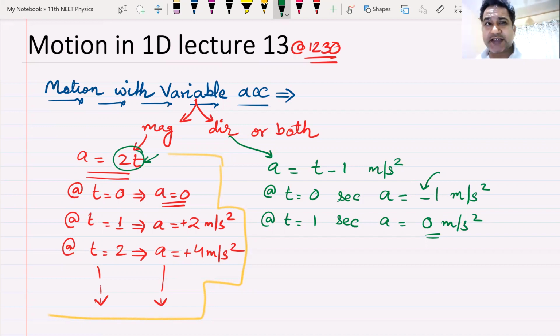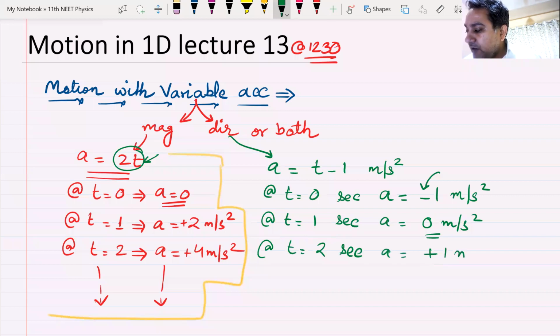I have changed acceleration in magnitude and direction. Now in the beginning it was negative direction, now it is 0. Now look at what happens at t is equal to 2 seconds. Acceleration becomes plus 1 meter per second square.